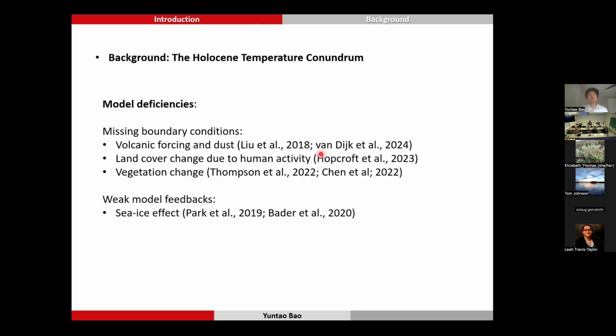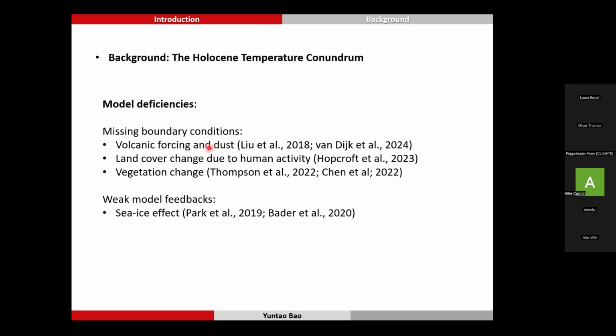There are also many studies that propose model deficiencies, and they're trying to improve the model by adding missing boundary conditions. For example, they consider the volcanic forcing, because the records show that in the late Holocene there are a lot of volcanic events. These volcanic events produce a lot of aerosols and dust in the atmosphere, which block the solar insolation and cool the atmosphere, right? So this is one boundary condition missing in most climate models.